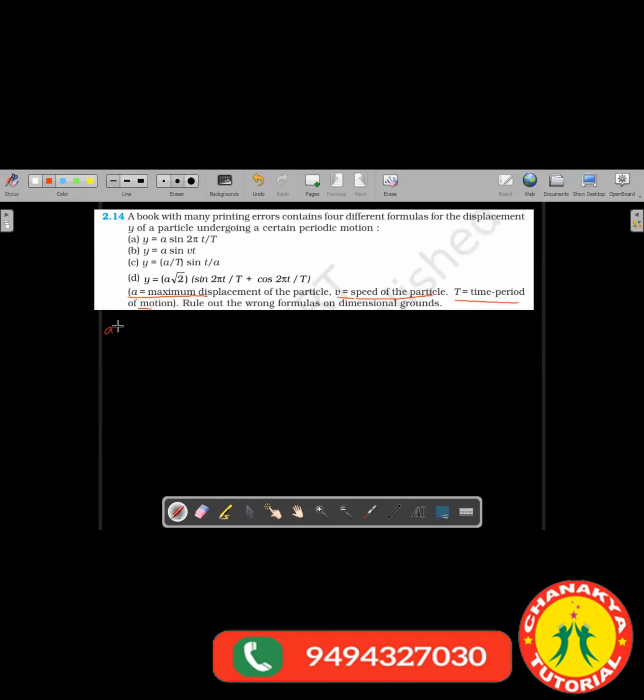Observe the first one, A, y equals a sine 2 pi t over T. So you have to check whether this is dimensionally correct or not. Rule out the wrong formulas on the dimensional grounds. So you have to tell on the dimensional grounds which ones are the wrong formulas. So what are the dimensions on the left hand side?